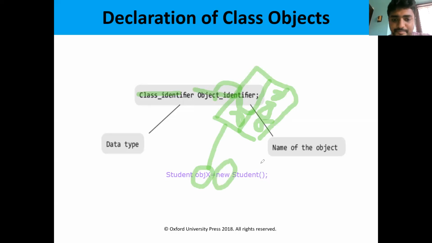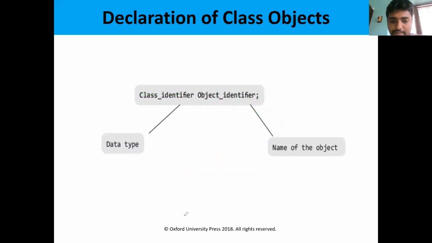So this is the syntax for creation of class as well as creation of object. For creation of object, we use the new operator: objx is equal to new student. This is the basic syntax for classes as well as objects.